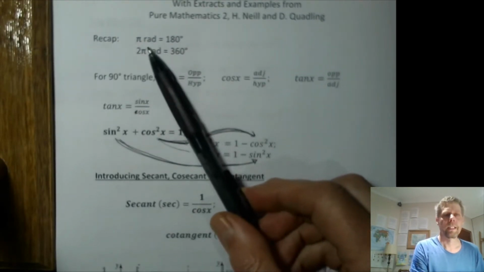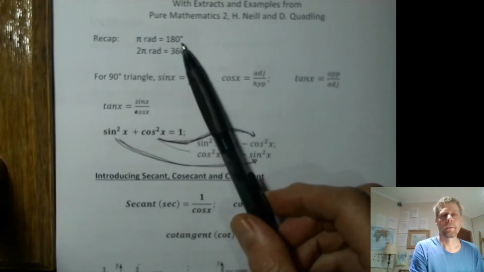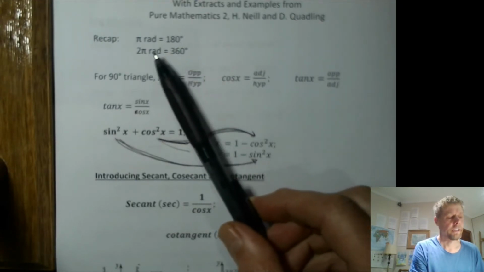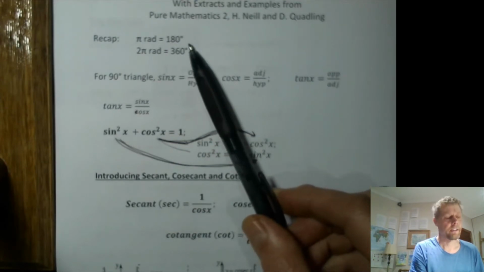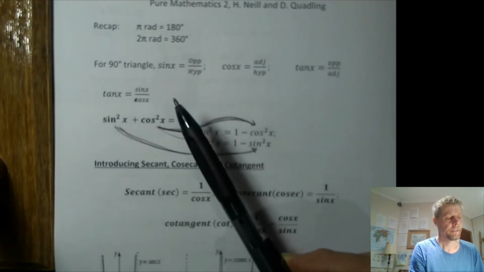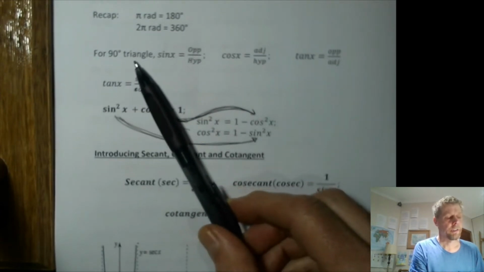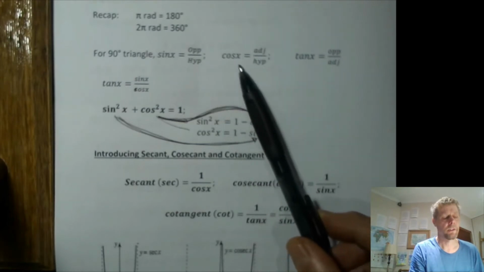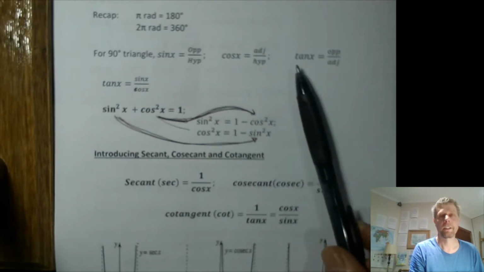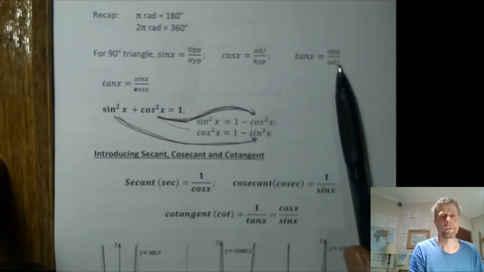If we do a recap, pi radians was defined as 180 degrees, 2 pi as 360 degrees. Just remember that for cos and sine, your period is 360 degrees, but for tan, it was 180 degrees. And for a right-angled triangle, sine x is opposite over hypotenuse, cos x is adjacent over hypotenuse, and tan x is opposite over adjacent.